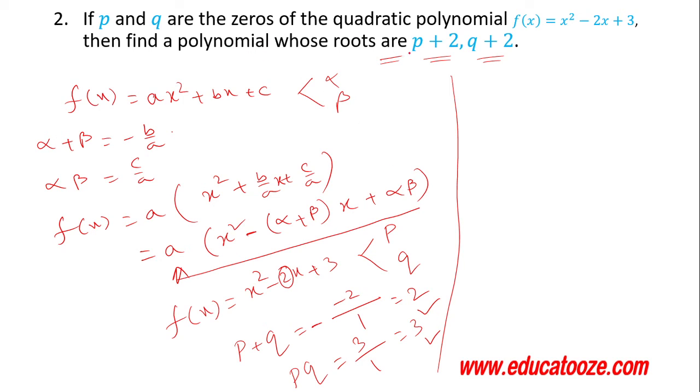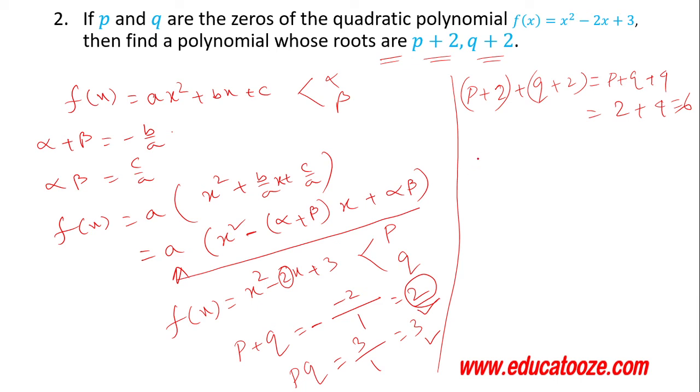Now, if the roots are p plus 2 and q plus 2, then what is the sum? We need to find the sum of the roots first: p plus 2 plus q plus 2, that is nothing but p plus q plus 4. We know p plus q is 2, that means 2 plus 4 equals 6. We got the sum of the roots.